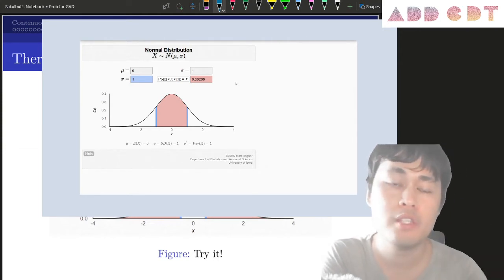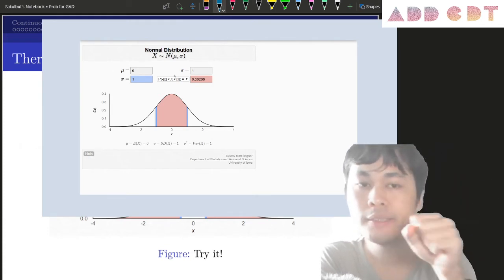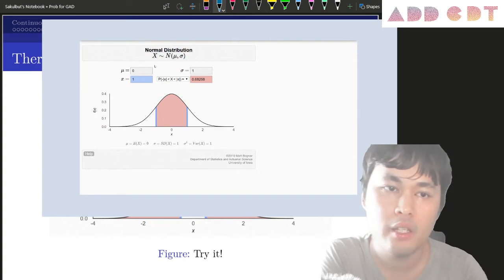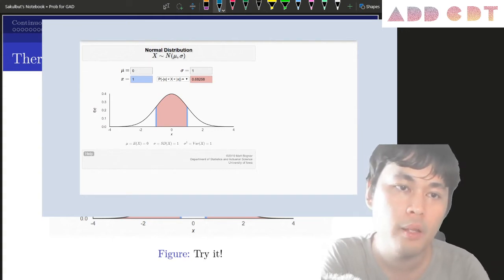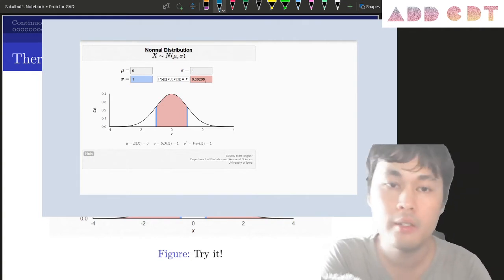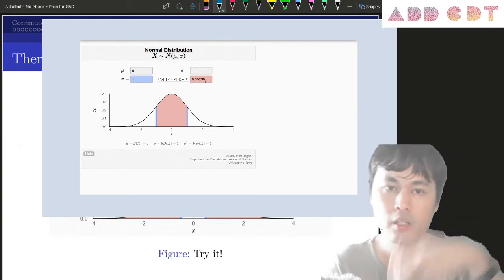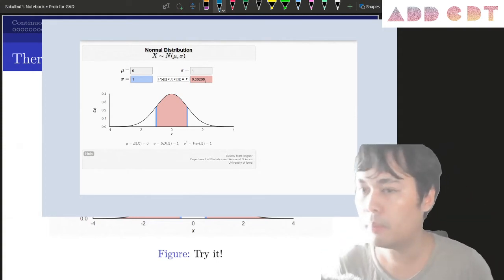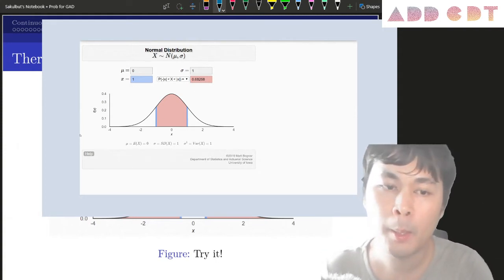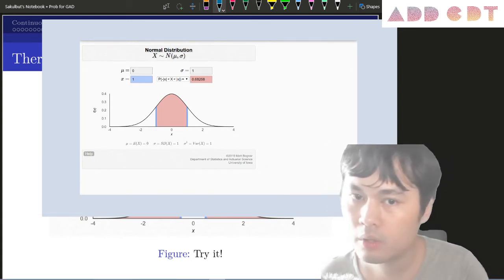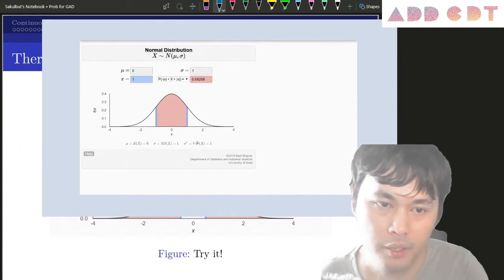Or just in this class, you can use this applet. If I give you a normal distribution, any normal distribution, you can put the mu, the average, here. You can put the sigma here, you can put the x here, and that will give you a number. Then you can just use that number in homework or in worksheet or whatever. So just, you know, burn that table out.